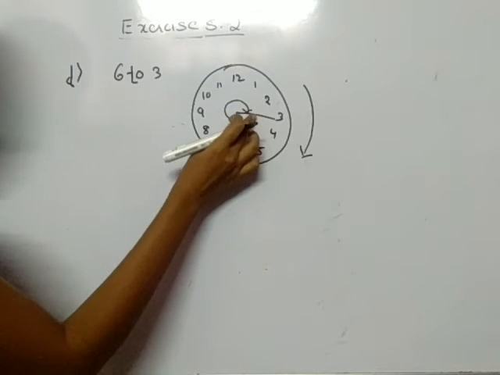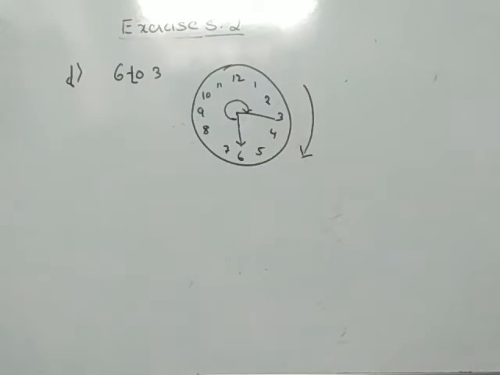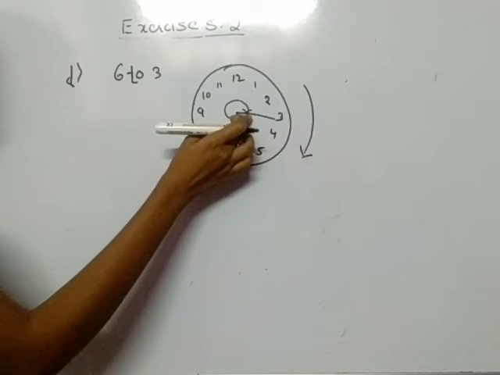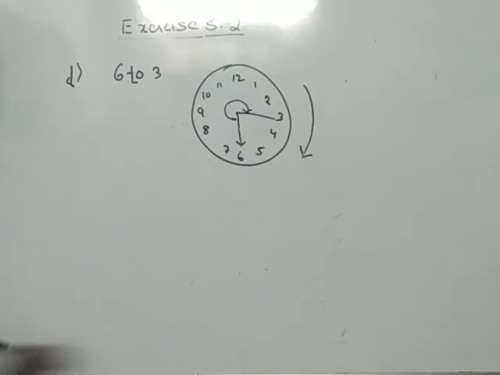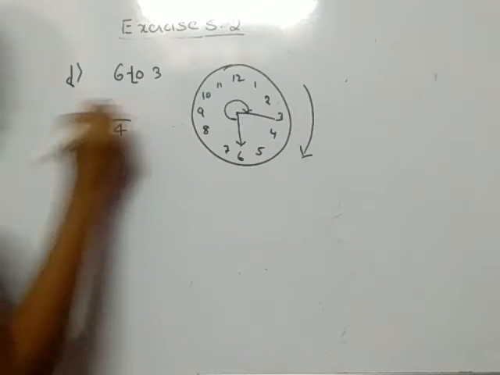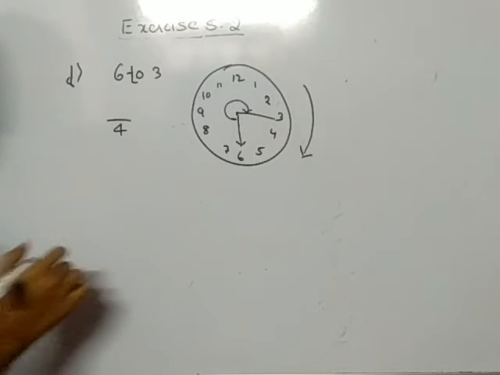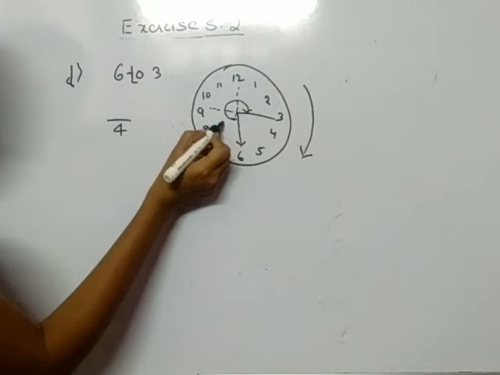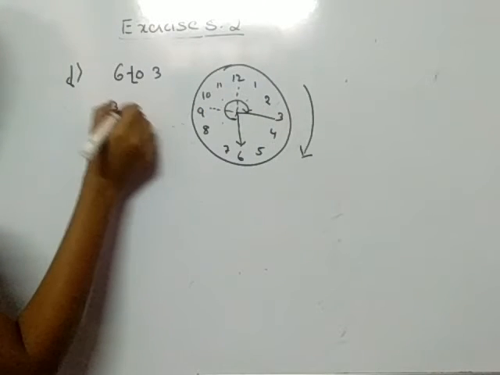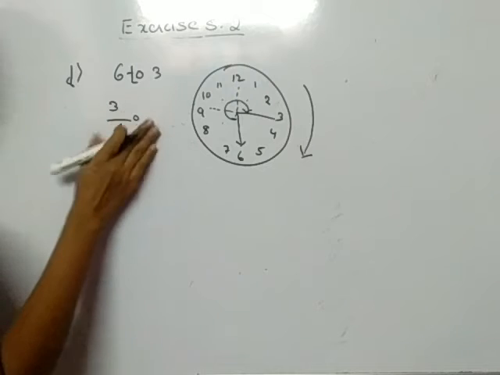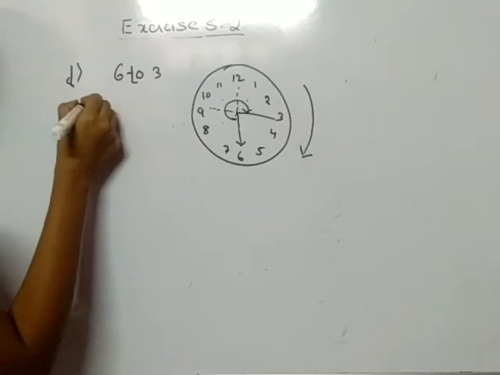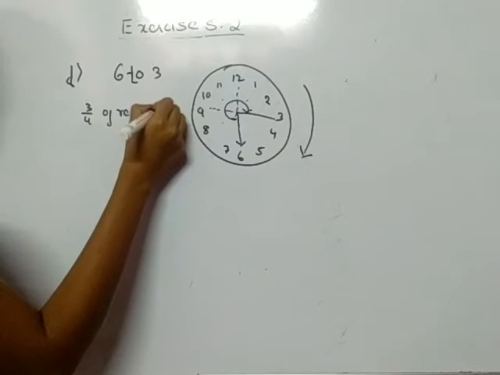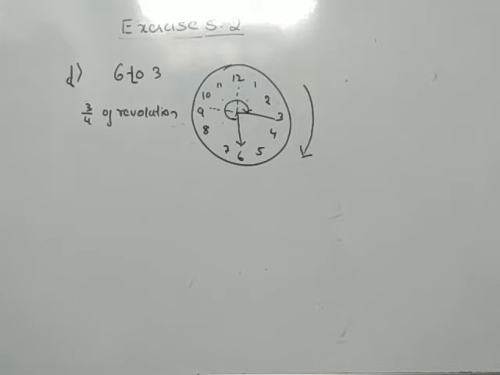Now, to make one complete revolution, only one right angle is left, isn't it? Because it covered this in this direction. So, out of 4 right angles, how many triangles has it traced now? You can see 1, 2, 3. Again it has traced 3, that is 3 by 4 of a revolution.